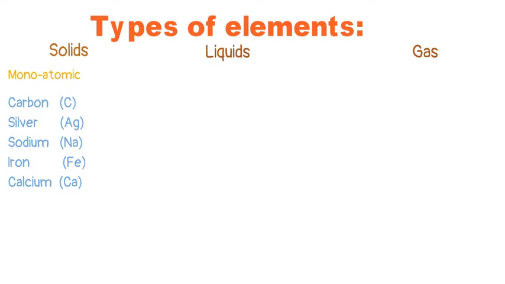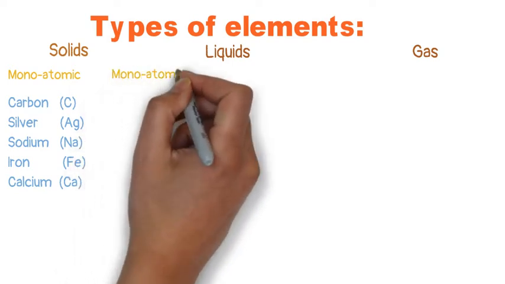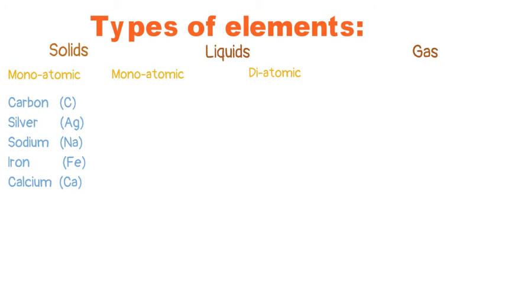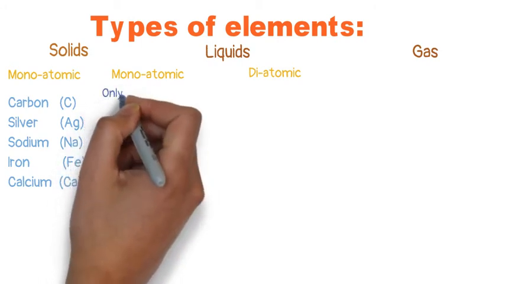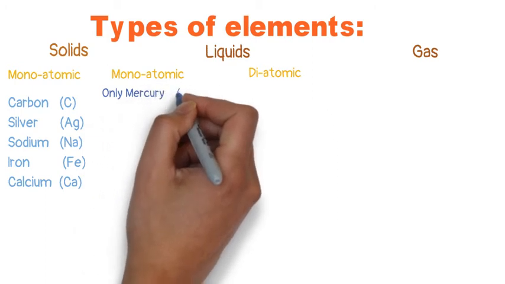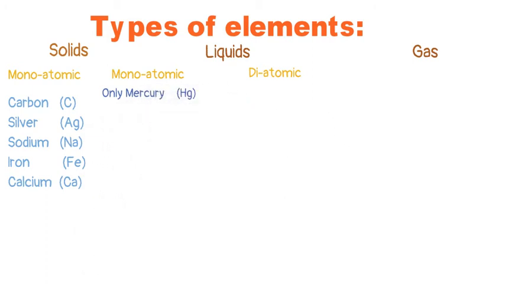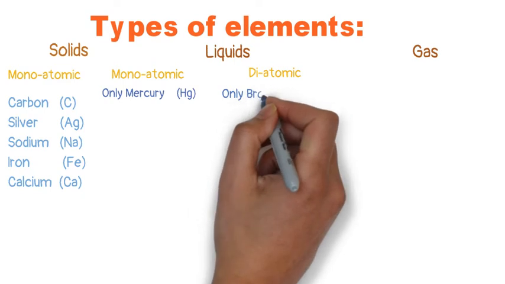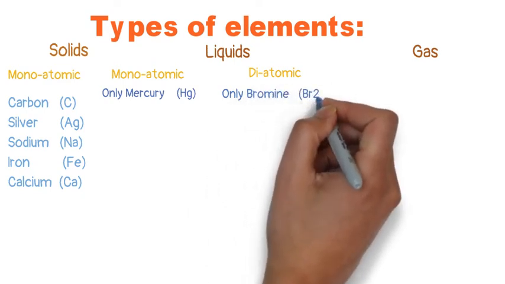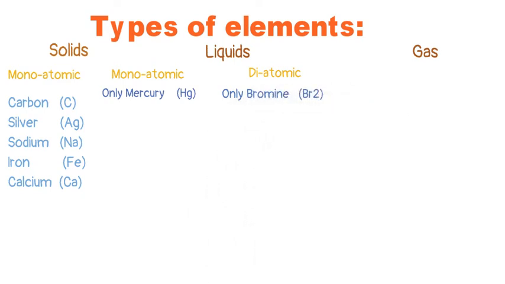The liquids may be monoatomic or diatomic. Monoatomic consists of one atom, like the mercury. Mercury is the only monoatomic liquid element, while the diatomic element is the bromine. The bromine is the only diatomic liquid element. What is meant by diatomic? Let's remember, it means it consists of two atoms.